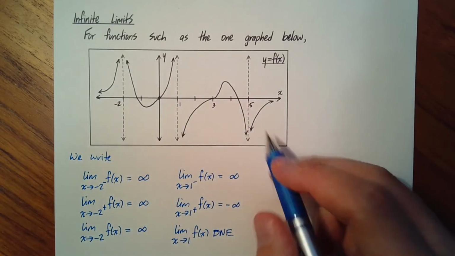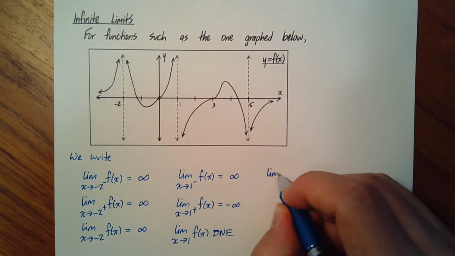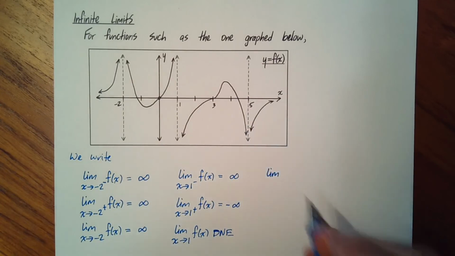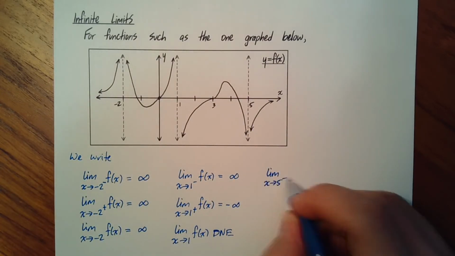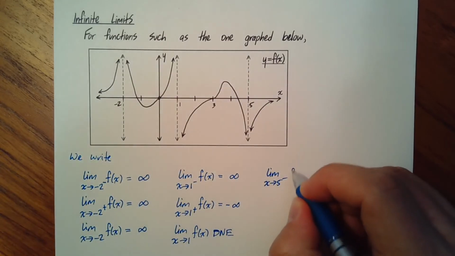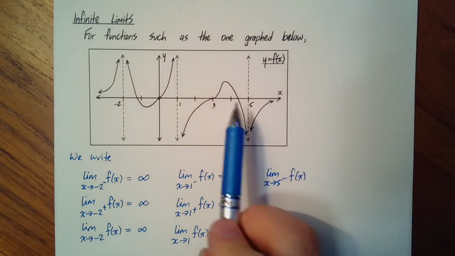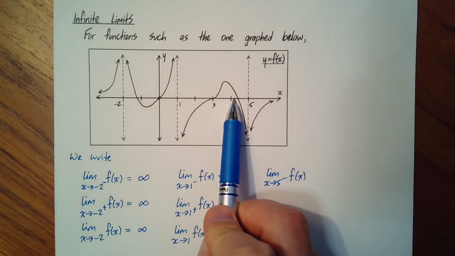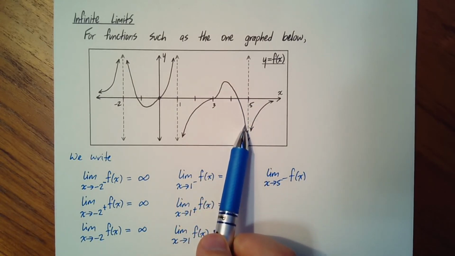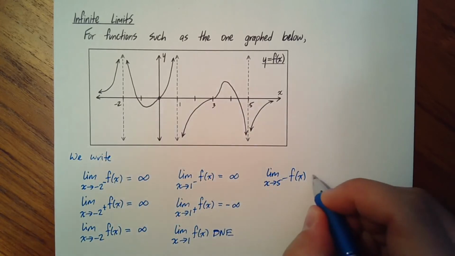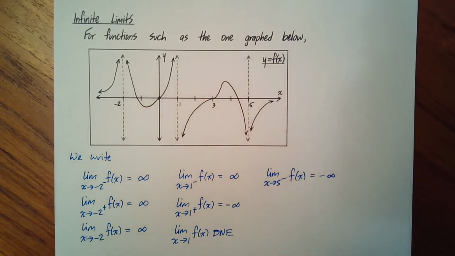Okay, let's do one more example. There's another vertical asymptote at x equals 5. Let's describe it. So the limit as x goes to 5 from the left of f of x. Well, as we get closer and closer to 5 from the left, the corresponding path on the curve, its y values are exploding in the downward direction, so we'll just say that this is equal to negative infinity.